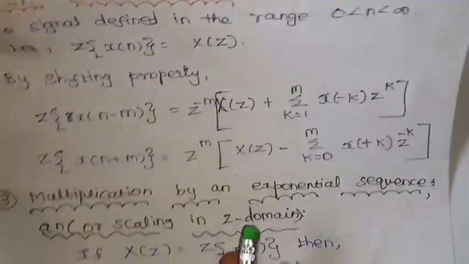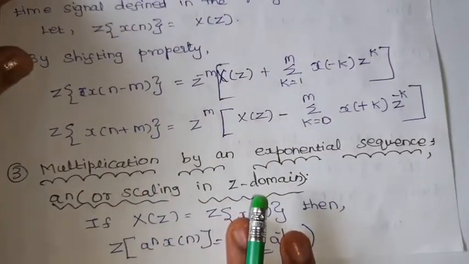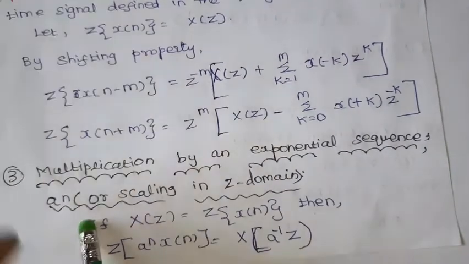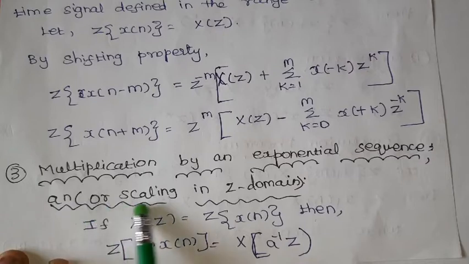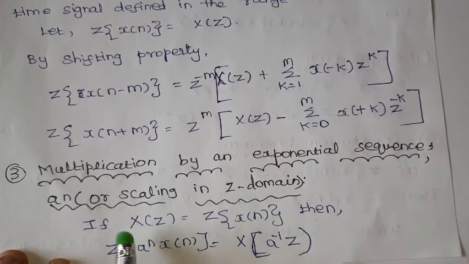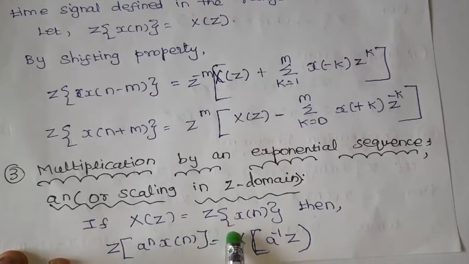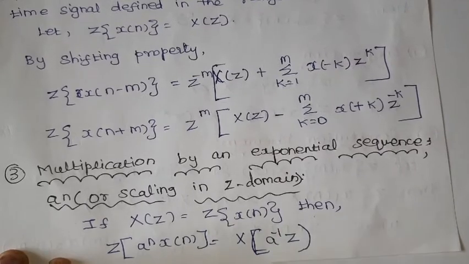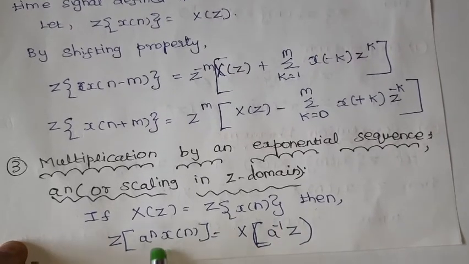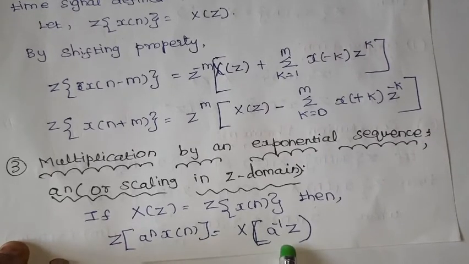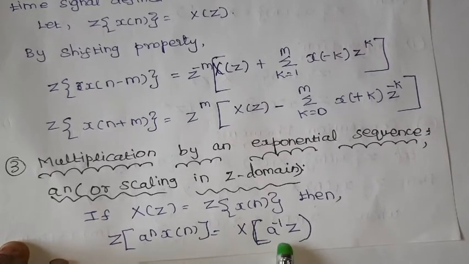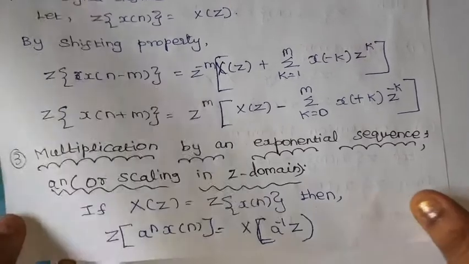Then coming to multiplication by an exponential sequence, a power n, or scaling in the z domain. If X of z is equal to the Z transform of x of n, then the Z transform of a power n x of n is equal to X of a inverse z.